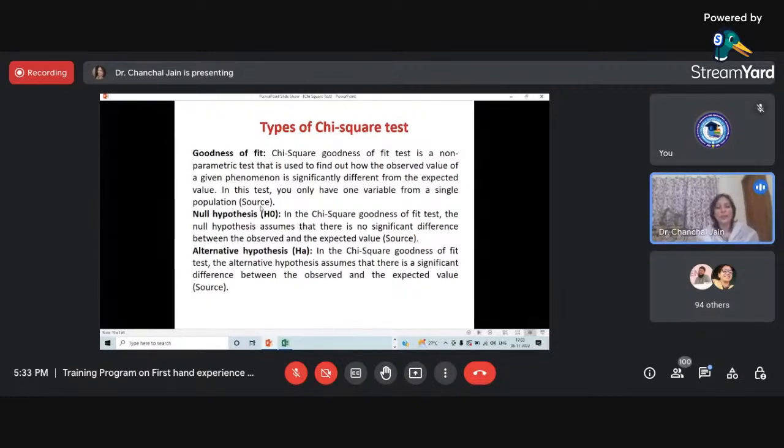So the null hypothesis for the one sample chi-square test, or the goodness of fit, in this particular test, assumes that there is no significant difference between observed and expected values or frequencies. Alternatively, we can say there is a significant difference between observed and expected frequencies or values. So this will be the hypothesis for the one sample chi-square test.